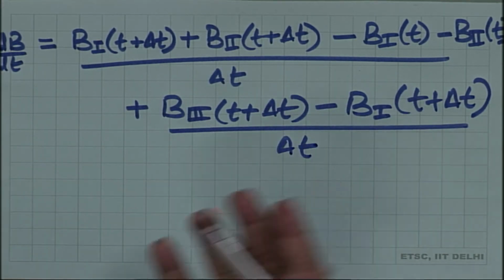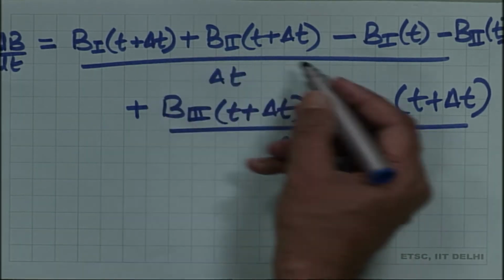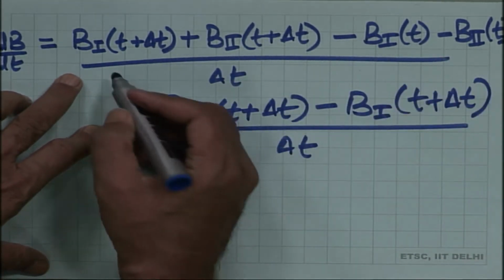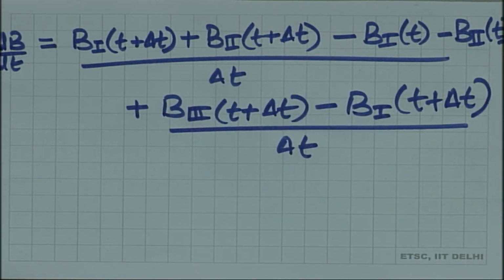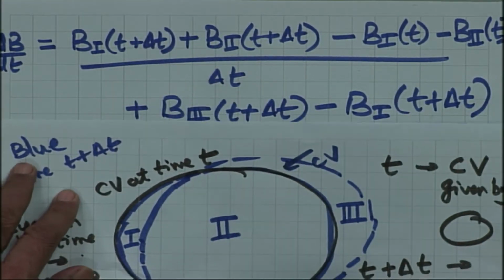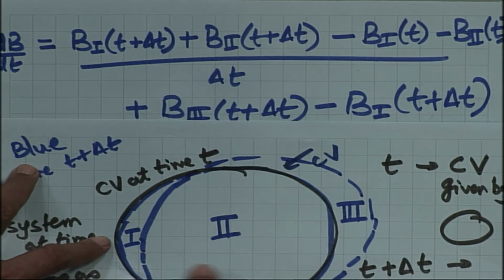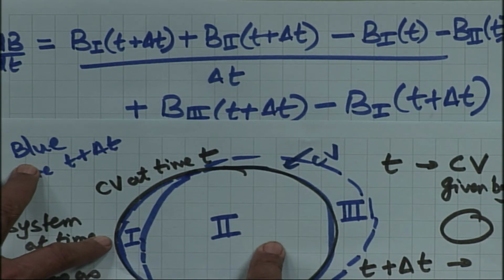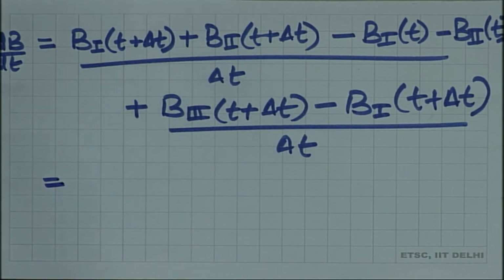Now, I have already motivated you what the first 4 terms are. If we look at these 4 terms together with the cartoon of the control volume, B1 plus B2 is whatever is the B in this control volume at t plus delta t, minus B1 and B2, whatever is there in the control volume at time t. So, that means I am keeping the volume the same.